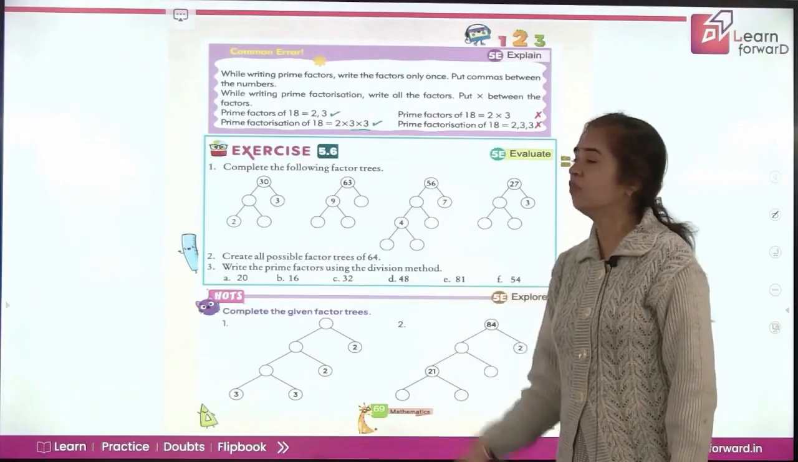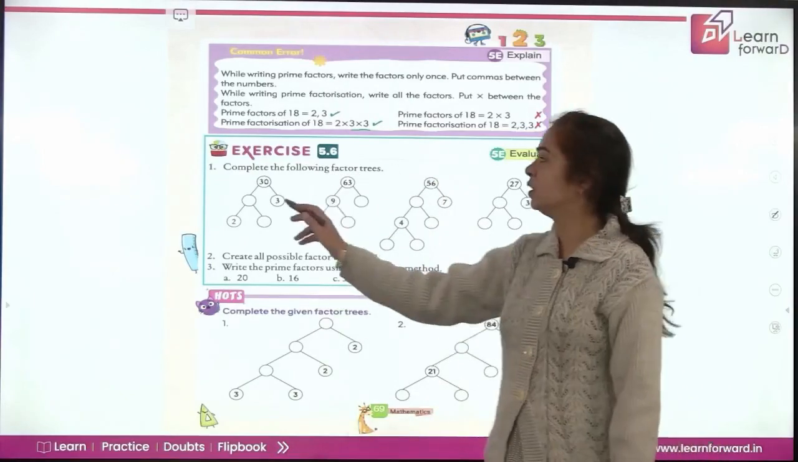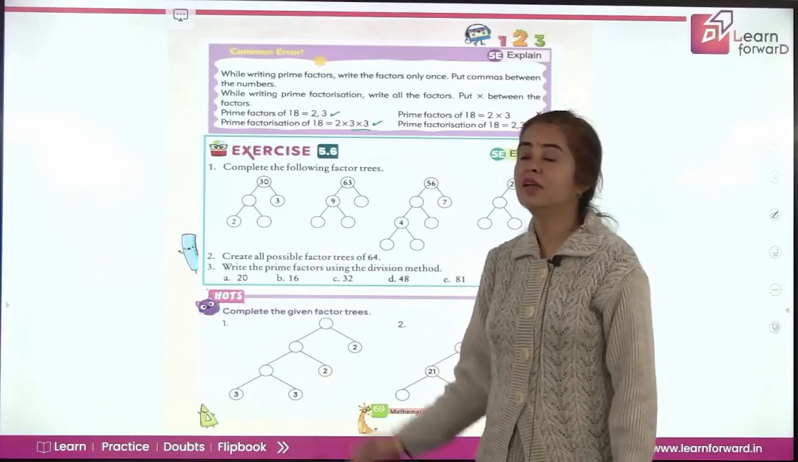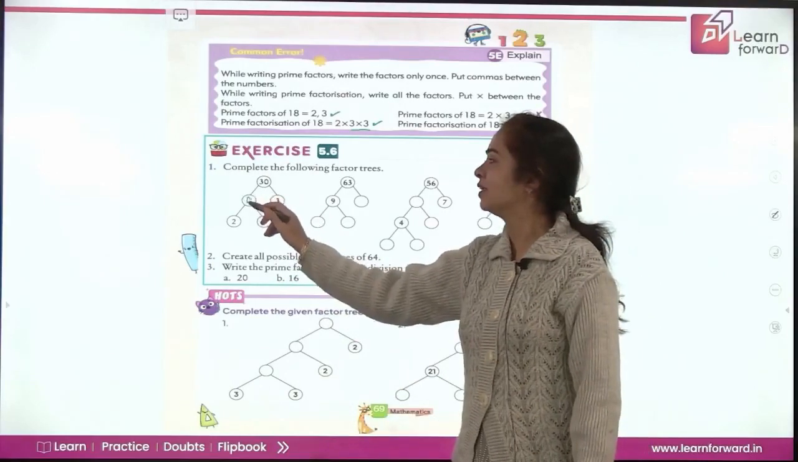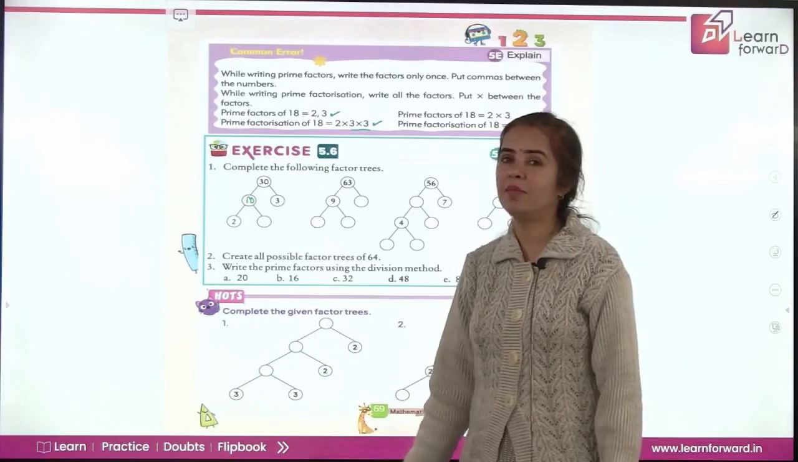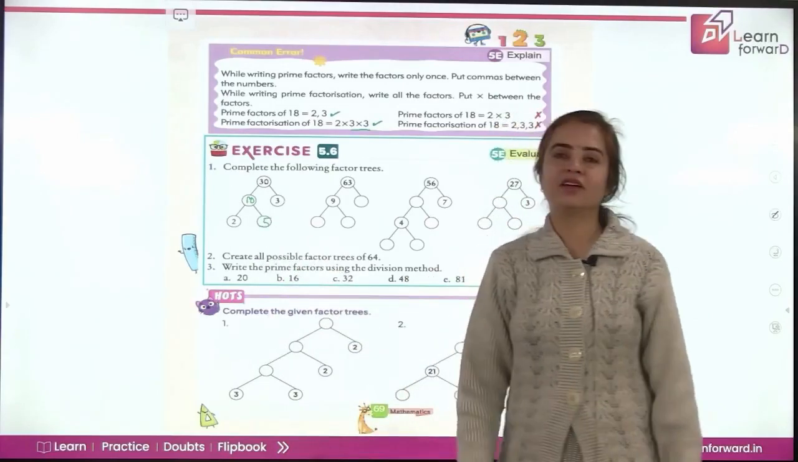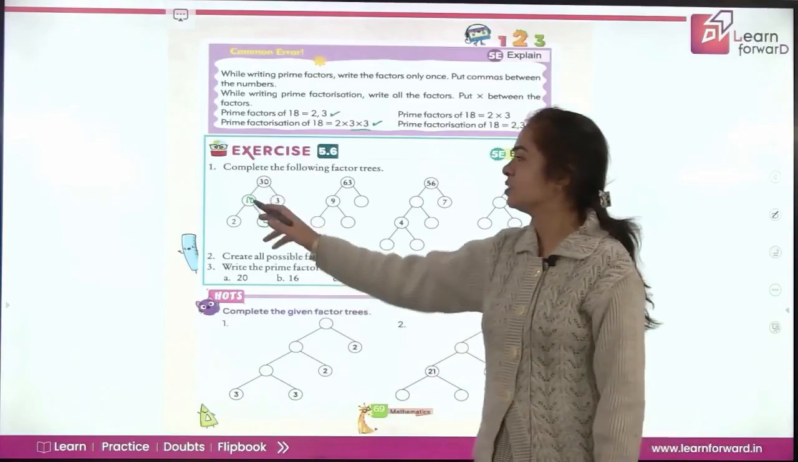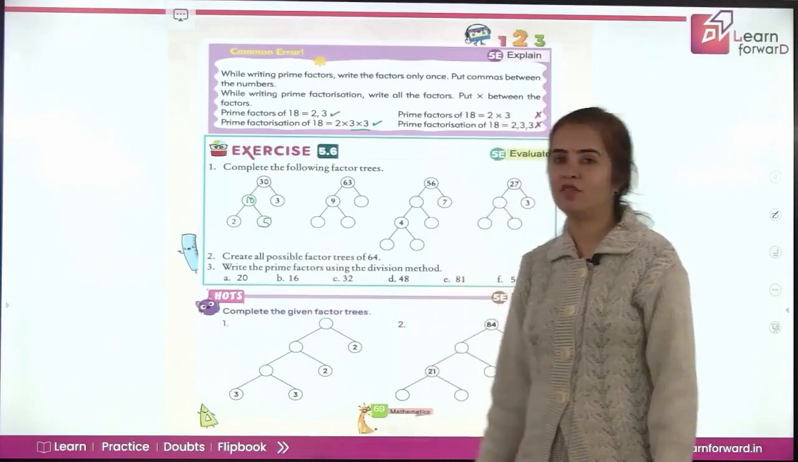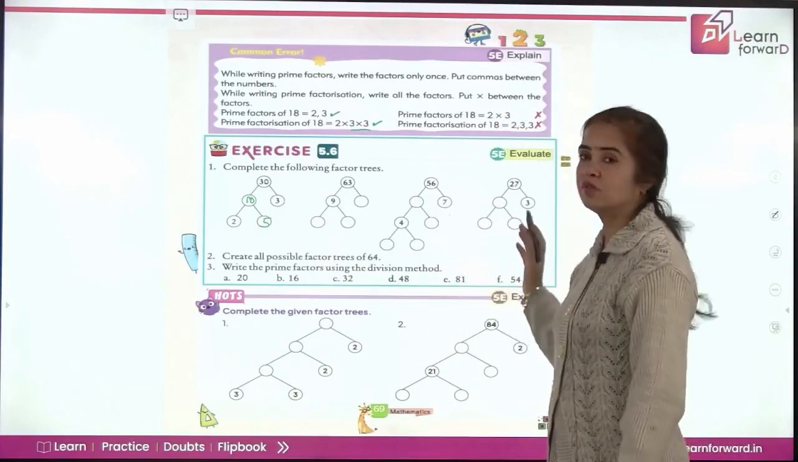Now complete the following factor tree. What is the other branch of 30 here? 3 tens are 30. Now 10 is not a prime number, so we'll make branches again. Yes, this is the factor tree completed. So this is 2 here, this is 5 here. So you can do rest of the parts yourselves.